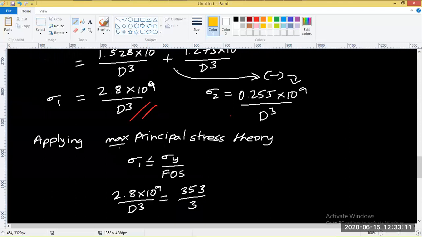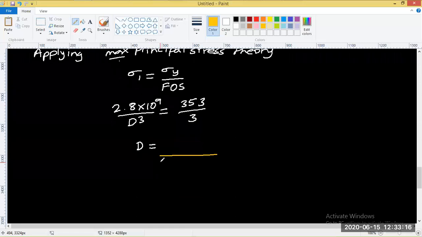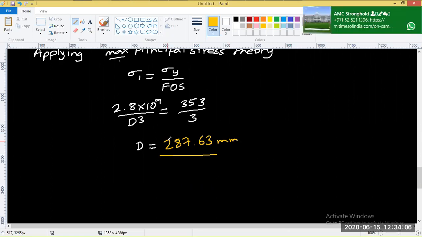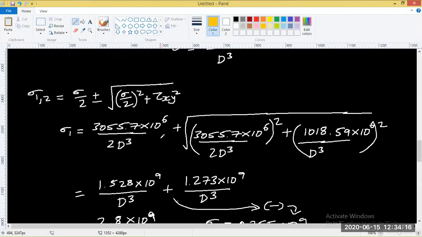Now that we have sigma 1 and sigma 2, let's do that. So 2.8 E9 into 3, divided by 353, then cube root of that is giving us a value like 287.63. So this is our diameter considering the principal stress theory. Okay, so let's find out using the other two theories of failure.